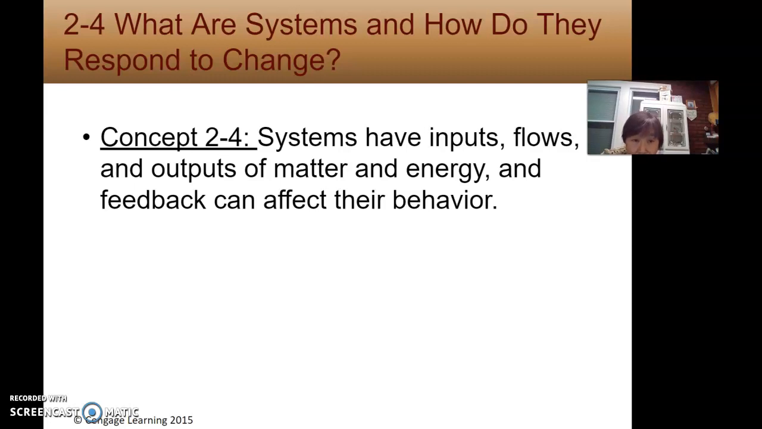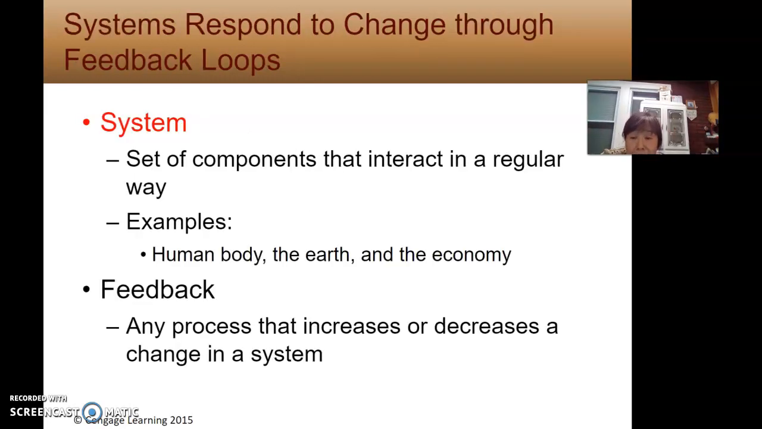So we are looking at the last section. This section has several terms that probably are new to you, so pay attention. It's talking about systems. Systems have inputs, flows, and outputs of matter and energy, and feedbacks that affect their own behavior. A system is a set of components that interact in a regular way. Examples are parts of the human body, parts of the earth, and parts of our economy. Feedbacks are processes that increase or decrease the change in a system. We will show you slides with examples.